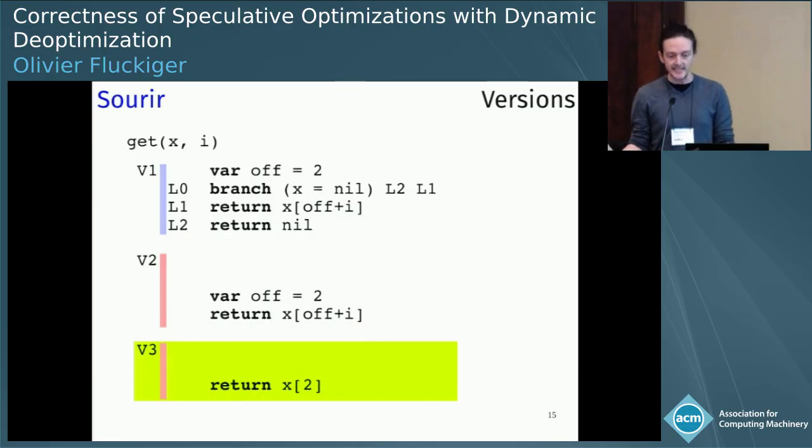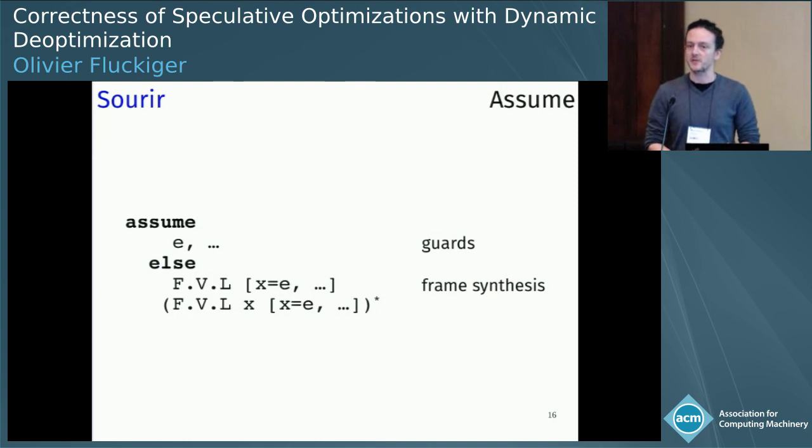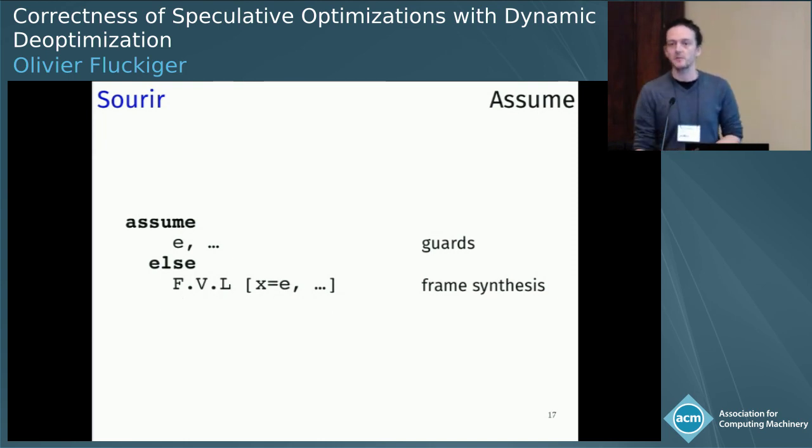So the second ingredient we need is deoptimization points. And the way we model deoptimization points in Sourir is this one assume instruction. I'm going to simplify it for a bit and I will come back to the last part in the second half of the talk. So the first thing that an assume instruction has is a list of guards. The guards are Boolean conditions, and if they all evaluate to true, then the assume instruction is basically a no-op.